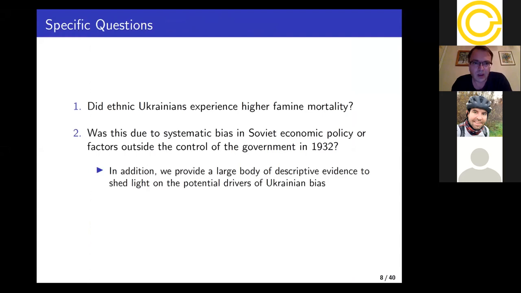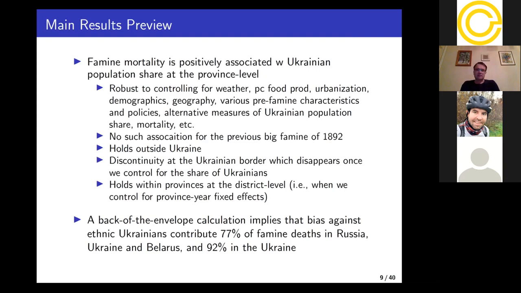So once we collected this wonderful data, we focus on two specific questions. First, we ask, did ethnic Ukrainians experience higher famine mortality? And second, we ask, was this due to systematic bias in Soviet economic policy or factors outside the control of the government in 1932? In addition, we provide a large body of descriptive evidence to shed light on the potential drivers of Ukrainian bias. We find Ukrainian bias in mortality, a quite clear one. So main results, let me preview them. I hope I will present them in detail later, but just in case, let me preview them here.